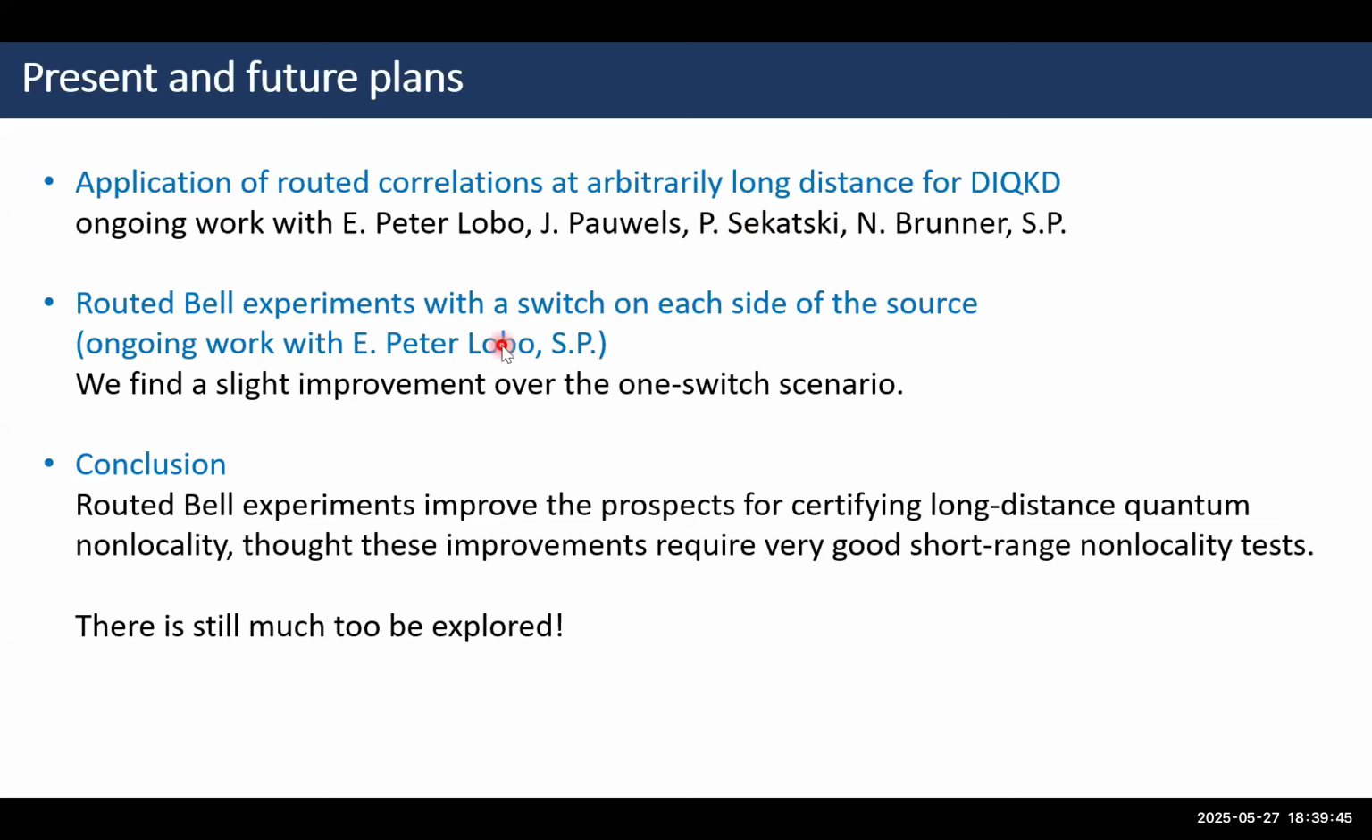Another thing you could ask is, I considered a rooted experiment with a switch only on one side of the source. You could put a switch on both sides of the source. My student, Edwin Lobo, who has worked a lot on all our results on this rooted experiment, has been looking at this recently, and we do find some improvements if you have switches on both sides. Another thing you could consider is that, so far, I always assumed in my analysis the validity of quantum theory. But you could ask, what kind of conclusion can we draw from rooted Bell experiments if we assume that the experiment is not described by quantum theory, but by some possibly supra-quantum theory compatible with the no-signaling principle? This is also something we are currently looking at, but I don't have any result on that yet.